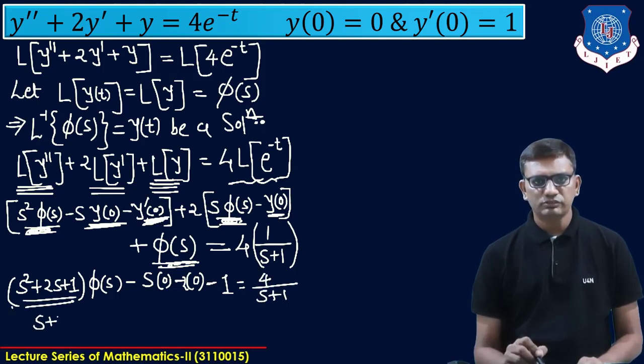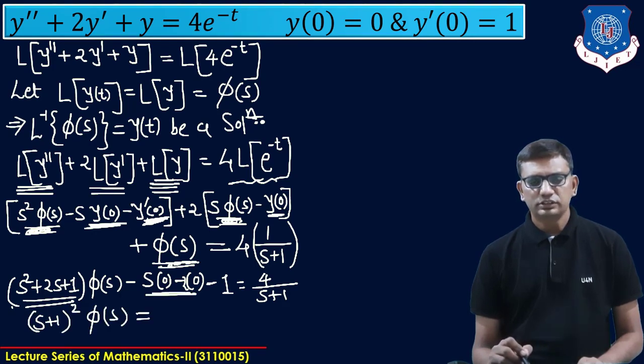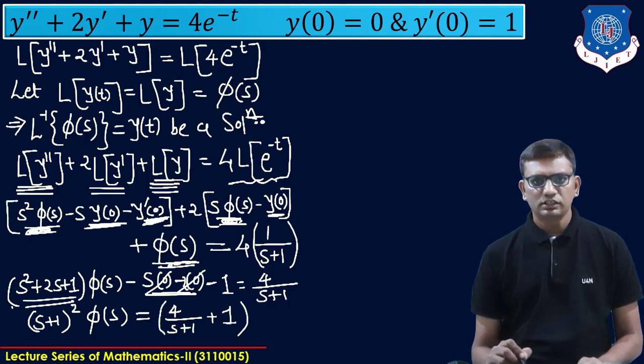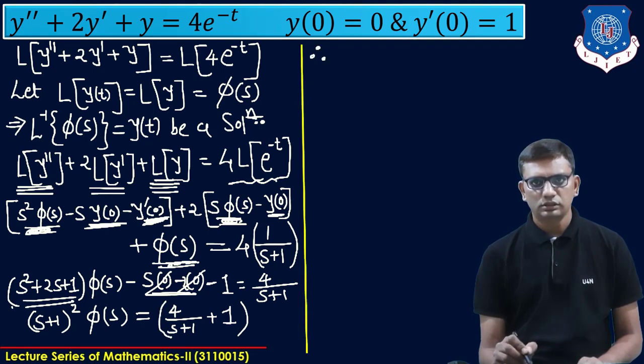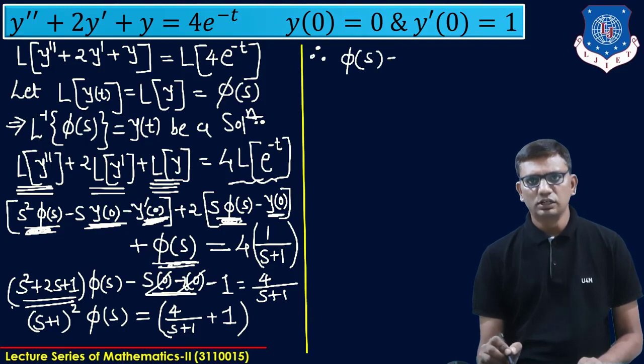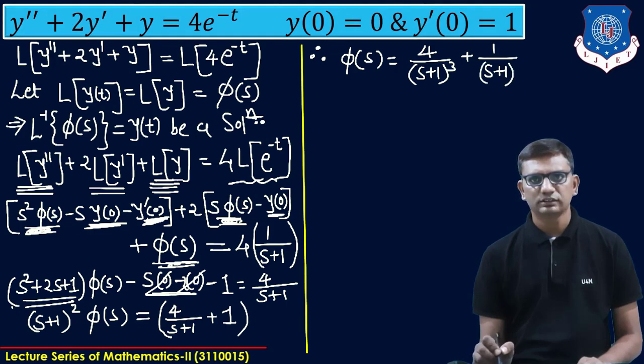Now the first term is a perfect square of s plus 1, so it is s plus 1 whole square into phi of s. These two terms are 0, so we don't consider them. The right hand side will be 4 upon s plus 1, and the minus 1 goes to the right hand side, so we have the right hand side as 4 upon s plus 1 plus 1. Therefore, phi of s equals 4 upon s plus 1 whole cube plus 1 upon s plus 1 whole square.